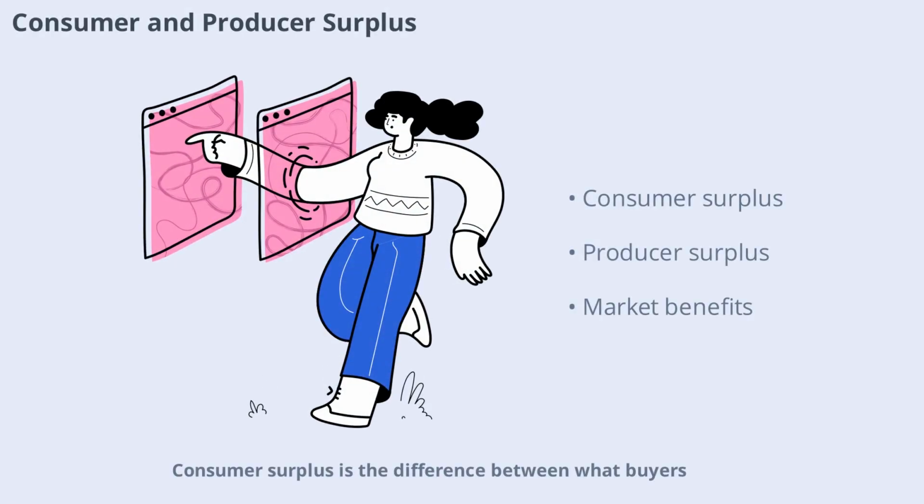Consumer surplus is the difference between what buyers are willing to pay and what they actually pay. Producer surplus is the difference between the price sellers receive and the minimum they'd accept. Together, these surpluses measure the benefits that buyers and sellers get from market transactions.